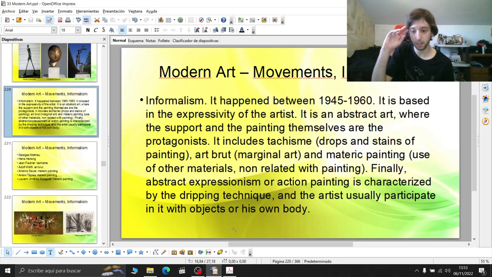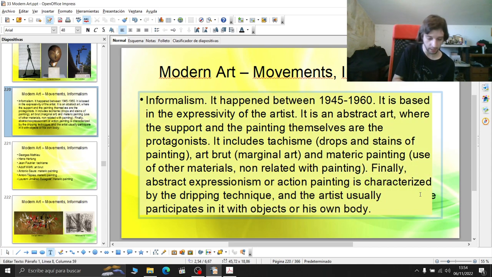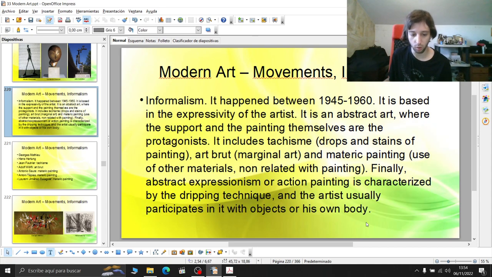Informalism. It happened in this period. It is based on the expressivity of the artist. It is an abstract art where the support and the painting themselves are the protagonists. It includes tachisme, drops and stains of paint, art brut, marginal art, and matter painting, the use of other materials not related with painting. Finally, abstract expressionism or action painting is characterized by the dripping technique, and the artist usually participates in it with objects or his own body.